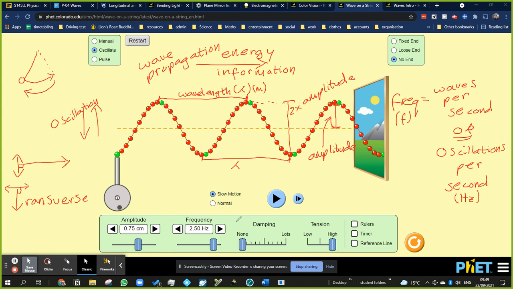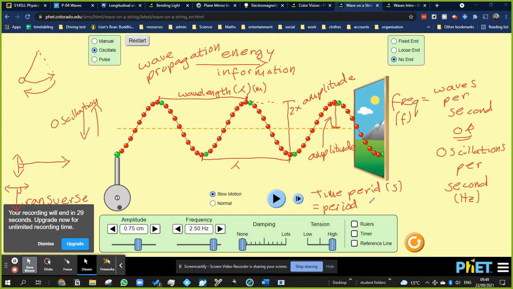So those are two things. One of the other things I'll talk about, which is related to frequency, is called the time period. The time period is measured in seconds, and it's the period of time of one oscillation or wave. So the period is how long it takes for one wave to go by, or how long it takes for an entire oscillation.